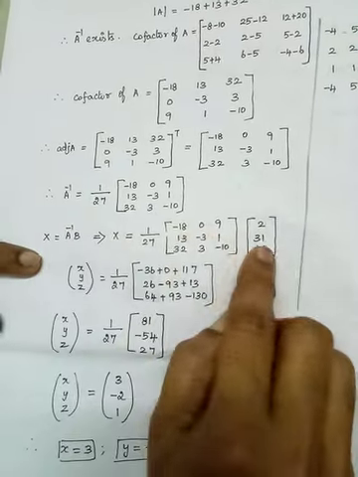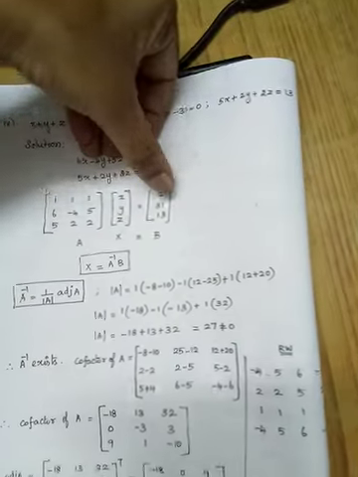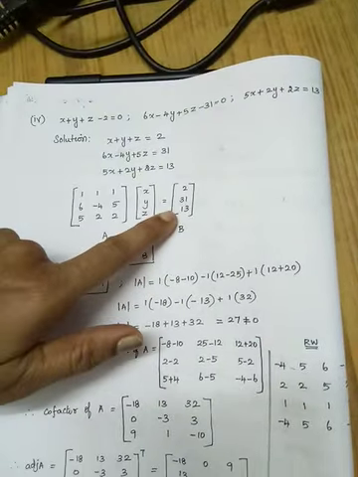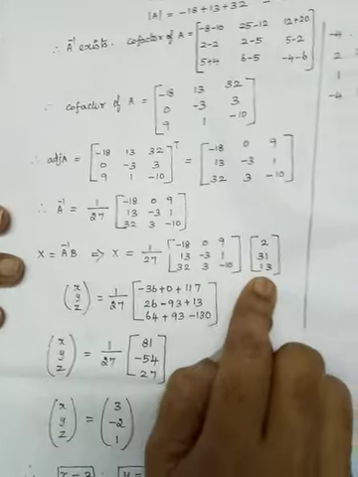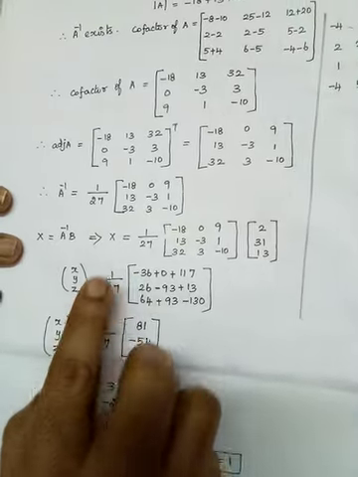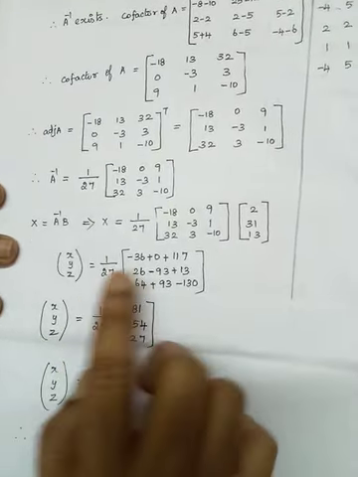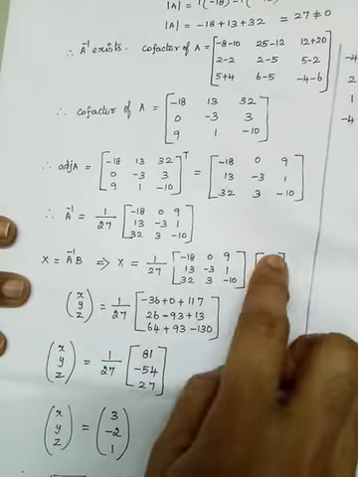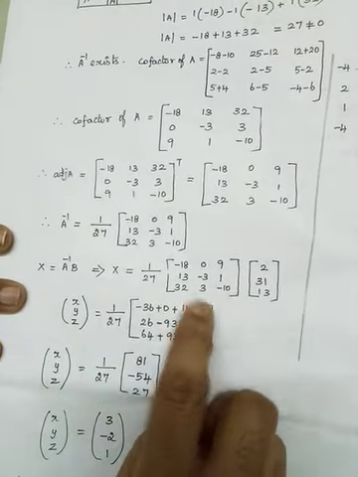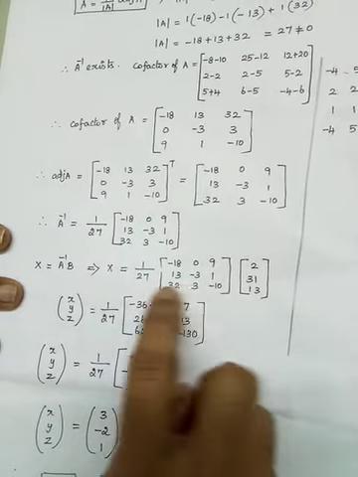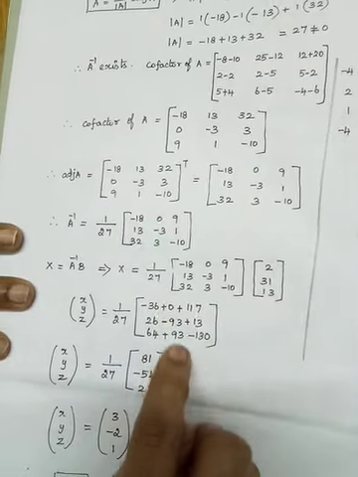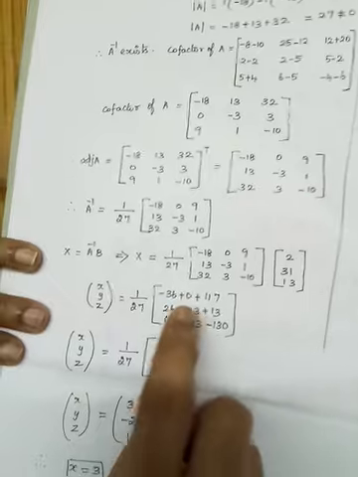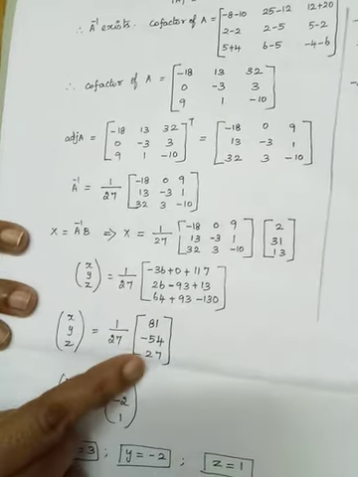In the place of B, you have to write the right hand side matrix. So I have written into B. So 1 by 27 I have written as it is. I am going to multiply these two matrices. First row, first column I have written here, in the same way second row, first column, third row, first column. So I have written like this. While simplifying I'll get the answer.